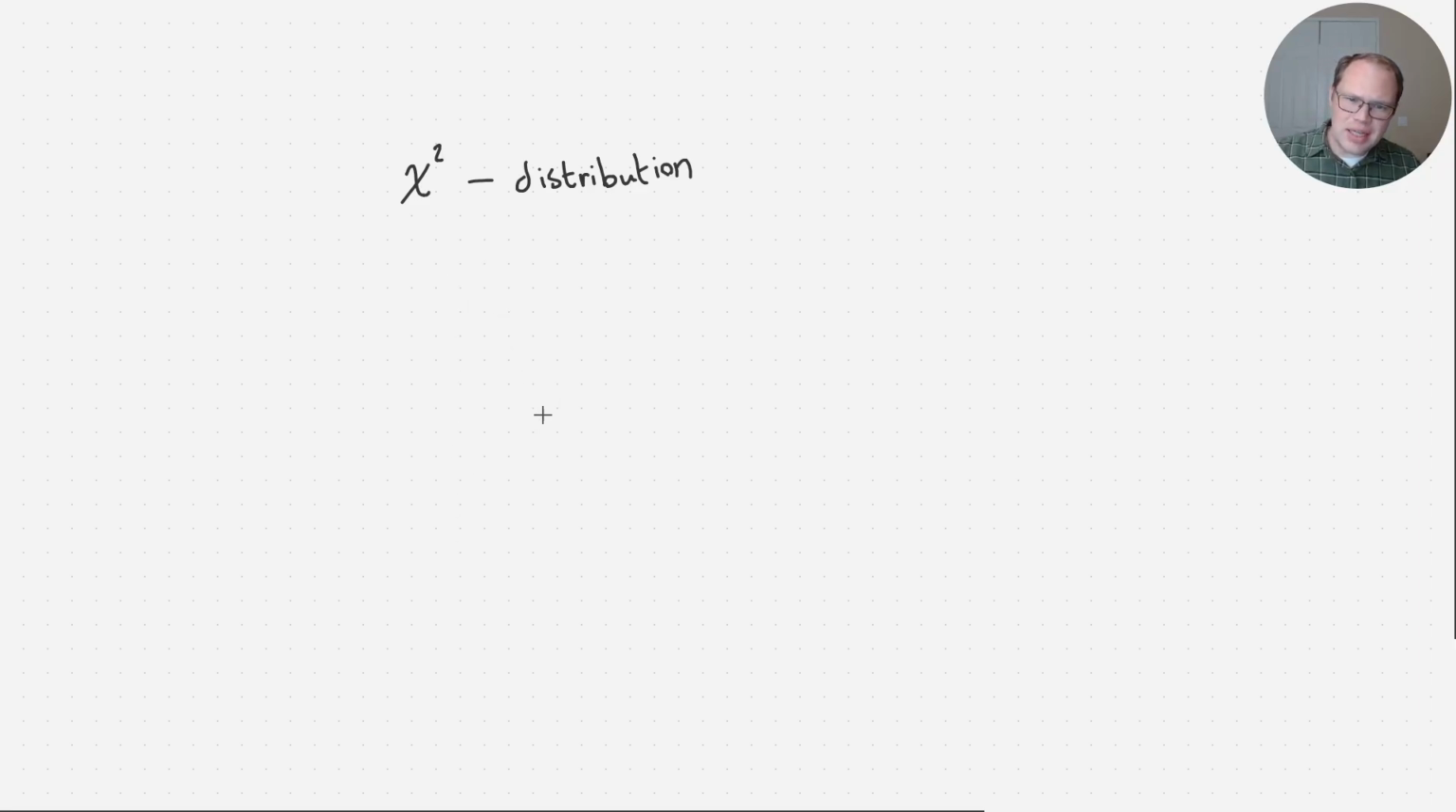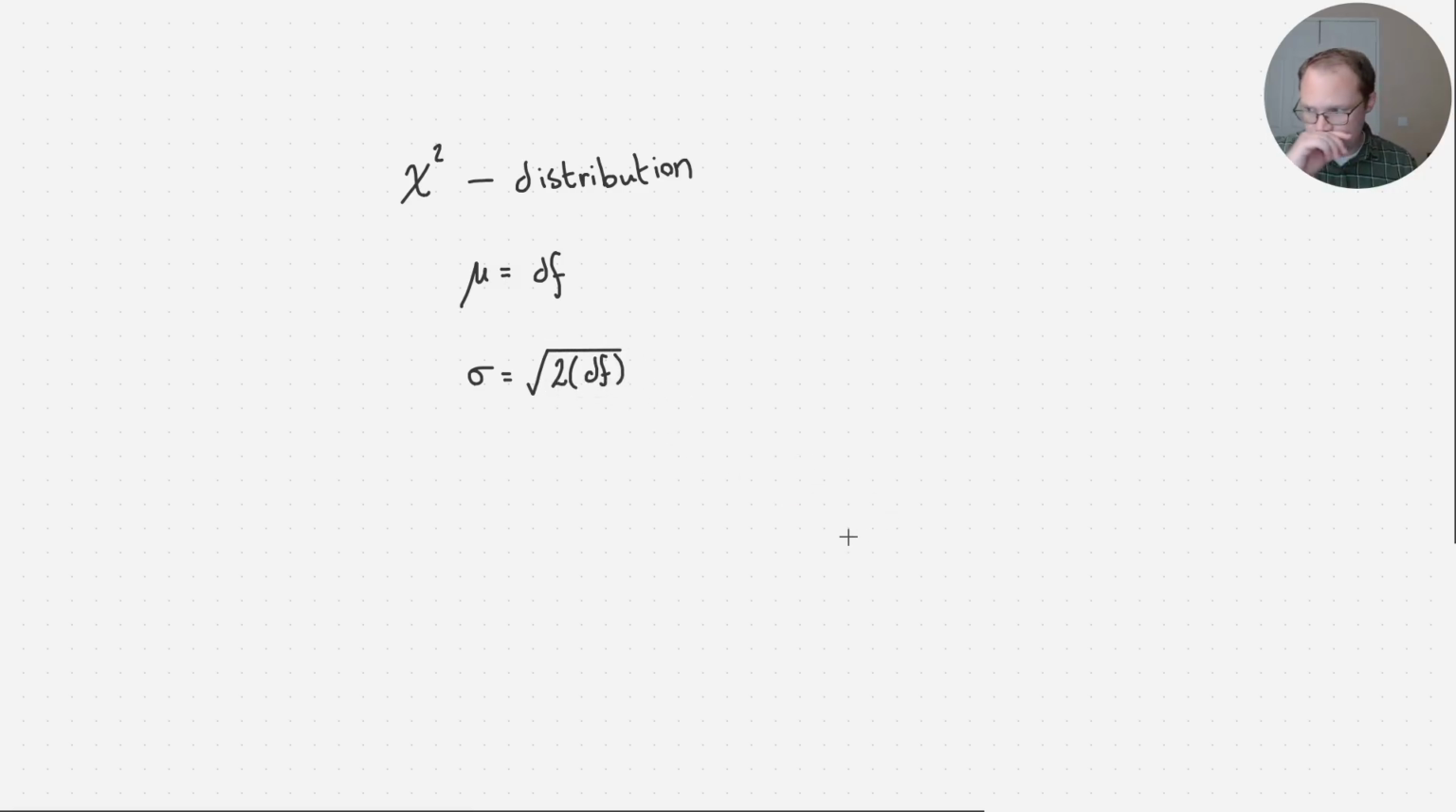And like a t-distribution, there are different kinds of chi-squared distribution. It depends on the degrees of freedom of the distribution, what kind of distribution you get. The mean of a chi-squared distribution is actually equal to the degrees of freedom. And the standard deviation is equal to the square root of 2 times the degrees of freedom.